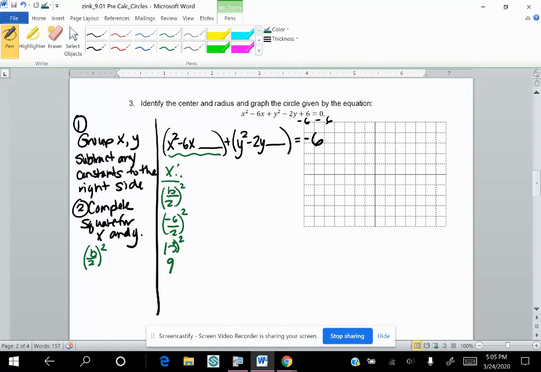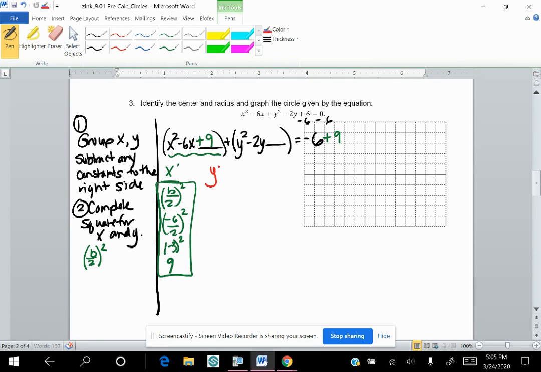I'm gonna take that, and some of you, I know Mrs. Locke uses the B box. She boxes that up. It looks something like that, I think. So I'm gonna add in my 9 over here. If I add 9 on the left side, I have to add 9 on the right side.